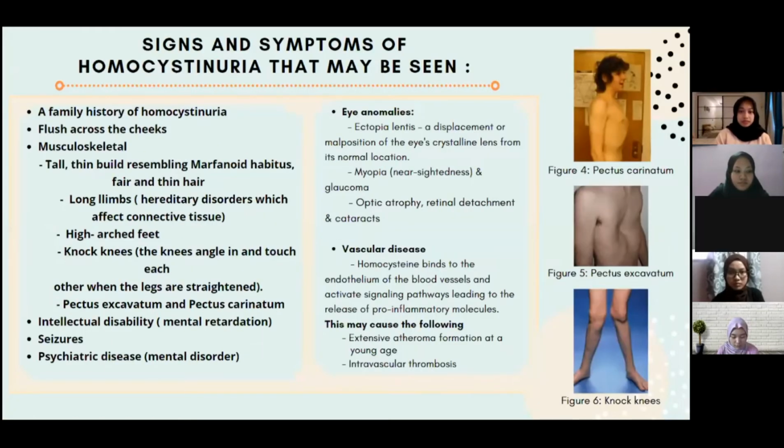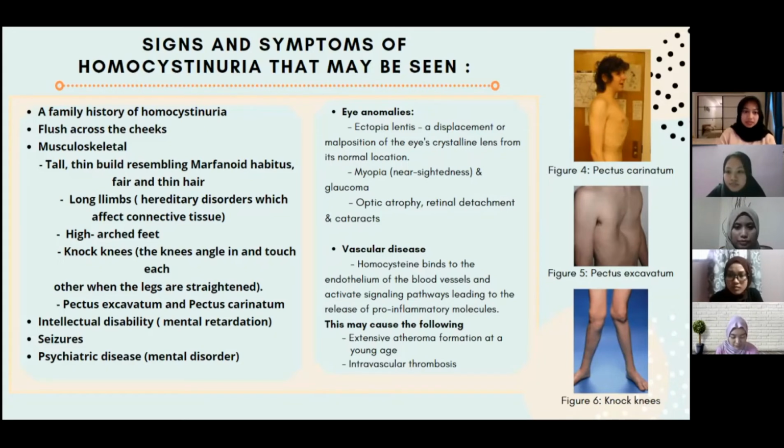Okay, one of the signs and symptoms is a family history of homocystinuria, flush across the cheeks, and musculoskeletal features, which are a tall, thin build resembling Marfanoid habitus, fair and thin hair, long limbs, high arched feet, and knock knees. Next is pectus excavatum, which is a structural deformity of the anterior thoracic wall, in which the sternum and the ribcage are shaped abnormally. Next is pectus carinatum, also called pigeon chest, which is a malformation of the chest characterized by the protrusion of the sternum and also ribs.